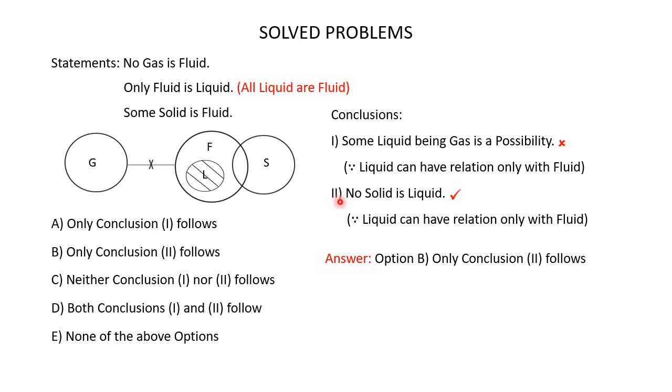Conclusion 2. No solid is liquid. So you have solid here and liquid here. As you can see, liquid will have a relation with only fluid. Liquid will not have any relation with solid. This means no solid is liquid. So the conclusion no solid is liquid is correct. Conclusion 2 follows. Now as you can see, only conclusion 2 follows. So the correct answer is option B, only conclusion 2 follows.